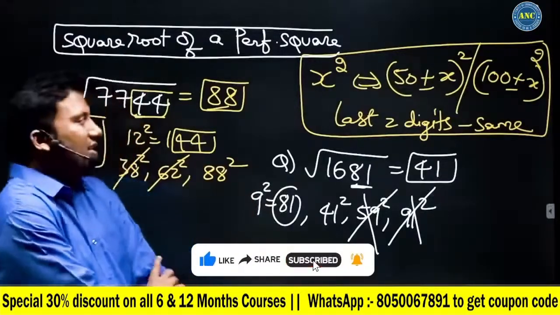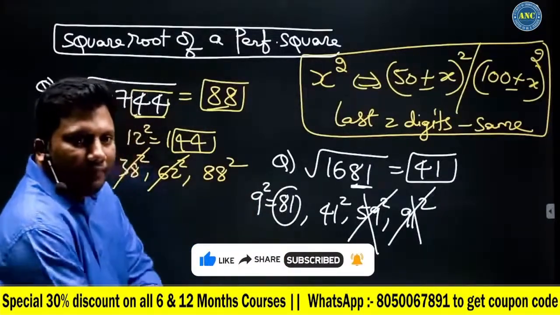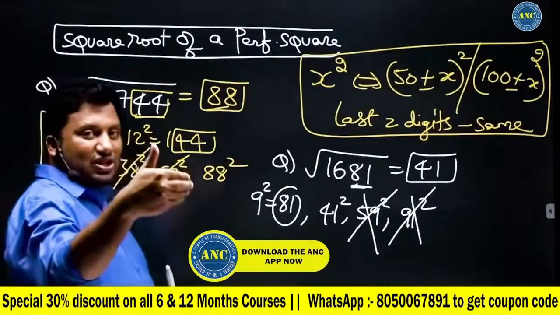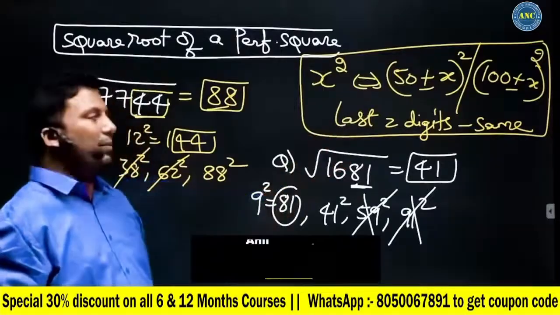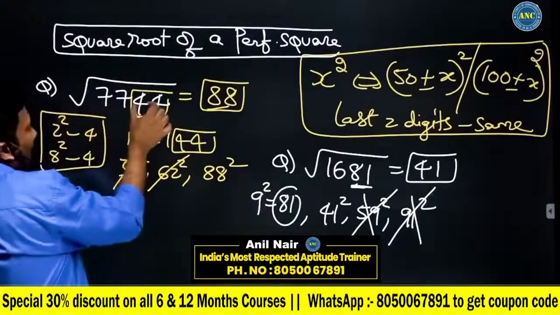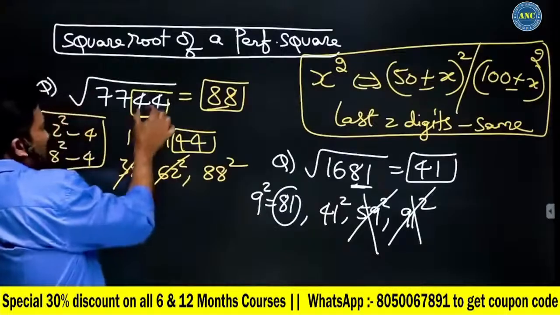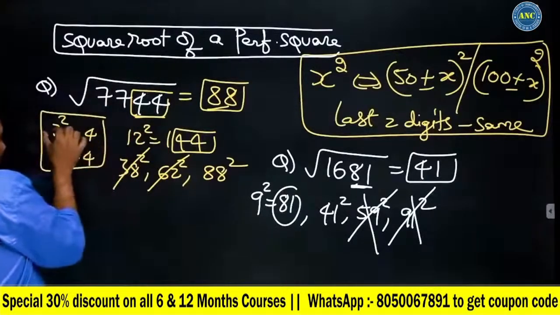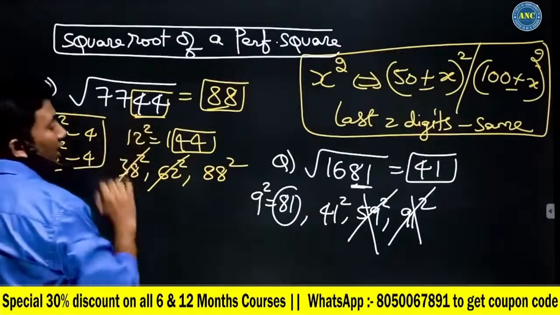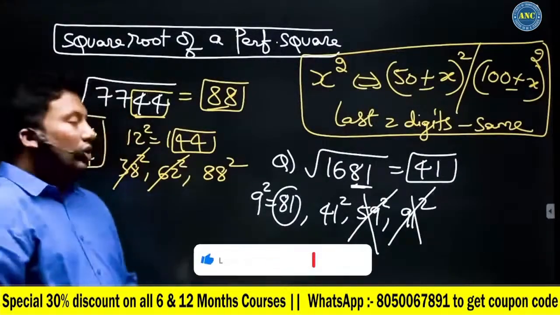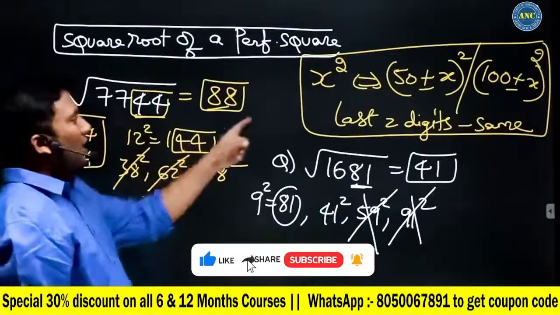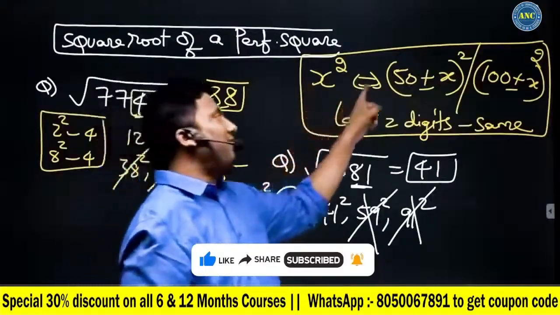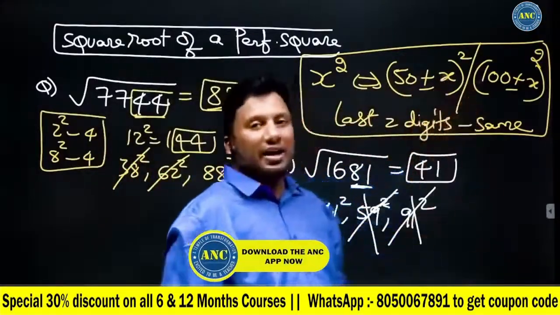Let me see. Chandan is asking me to repeat it. Chandan, for you: 7744. In case you have missed session number 2, we discussed this in session number 2. 7744. Last two digits is 44. First thing, it is ending with 4. 8 square is 64 or 2 square is 4. Answer should end with 2 or 8. Which number on square I will get 44? 12 square is giving you 144. Same logic: if x is 12, 50 minus 12, 50 plus 12, 100 minus 12.